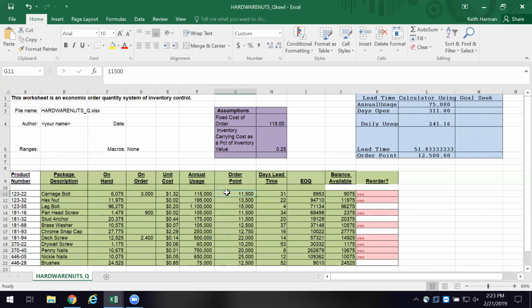So you're going to have the advantage of that. Now, this is just kind of the bare bones EOQ. So it conveys what you need to.